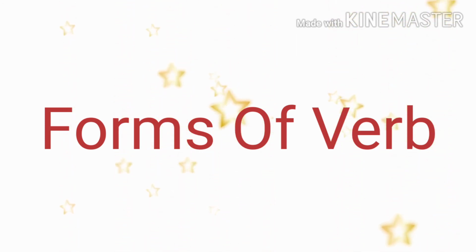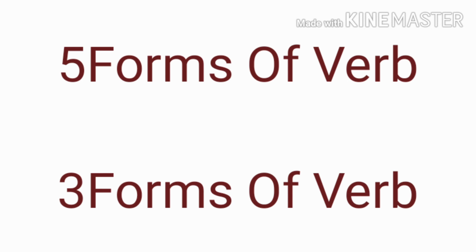Okay, there are so many forms in the English language, children. There are 5 forms of verb, but we need only some for the grammar, right? So we need them for the tenses. And how many forms are there? There are 3 forms of verb. That is first form of verb, second form of verb, and third form of verb.